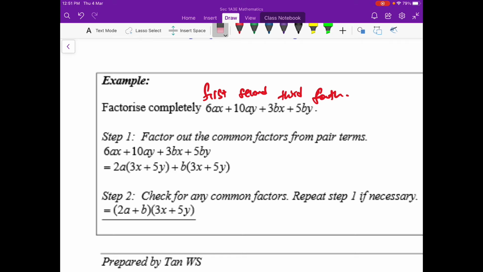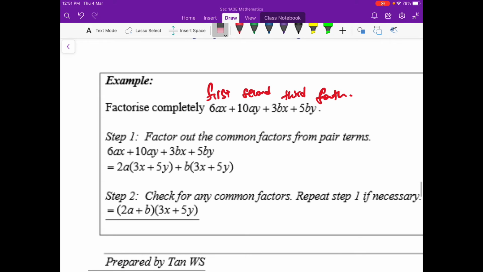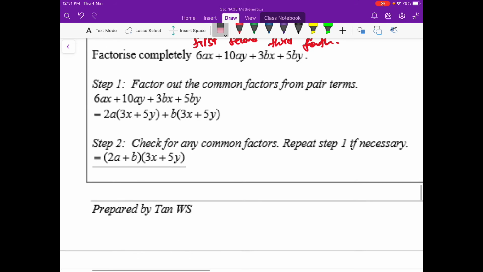Okay, so 4 terms, we can form 2 pairs. How do we choose? Within the pair, there must be a common factor. If there is no common factor, then there's no point pairing them up. Let's look at examples again. So if I have 4 terms over here, in this example, 4 terms.